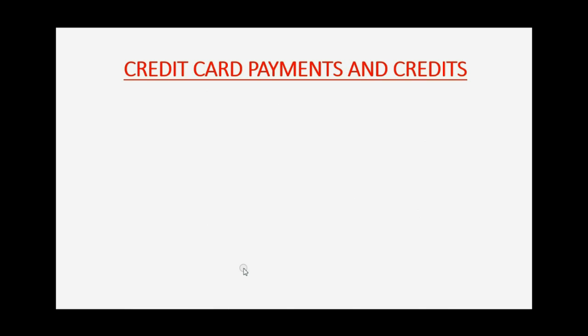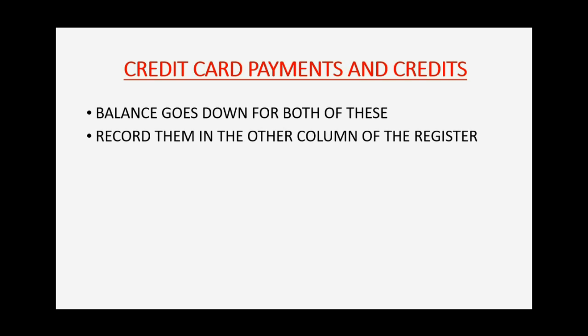Now, what about payments and credits? Well, when you get a credit because somebody gives a partial refund, or if you pay down the credit card a little, both of these make the balance of the credit card decrease. And you will simply record them in the other column of the register, whether it's a payment to the card or whether it's a credit for a partial refund.